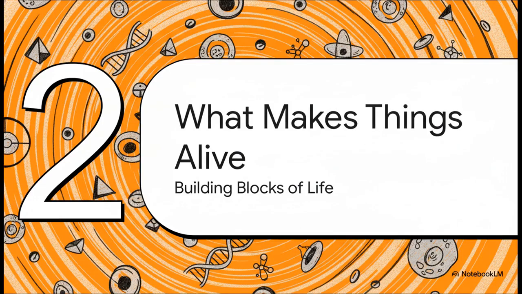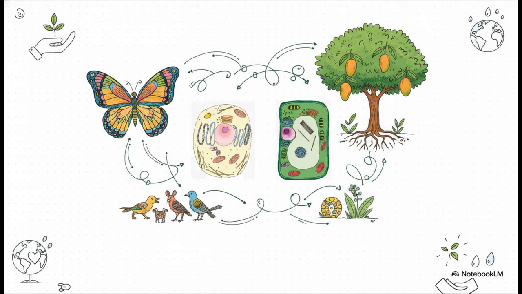Which brings us to Section 2, what makes things alive? The building blocks of existence. Let's zoom way in here. Whether you're looking at a towering, giant mango tree or a tiny little butterfly, all living beings are fundamentally made up of cells, just like the plant and animal cells you see diagrammed right here. These microscopic little structures are literally the engines of life. They're what allow organisms to carry out every single function necessary to survive.